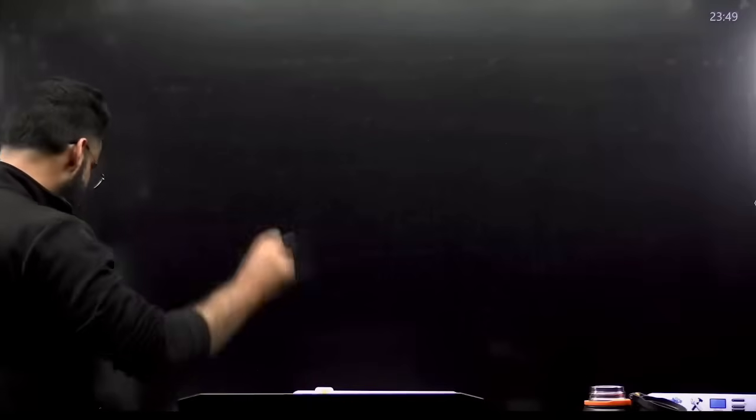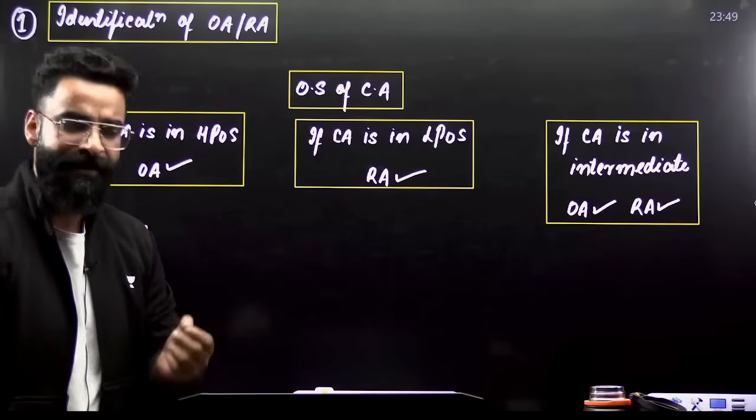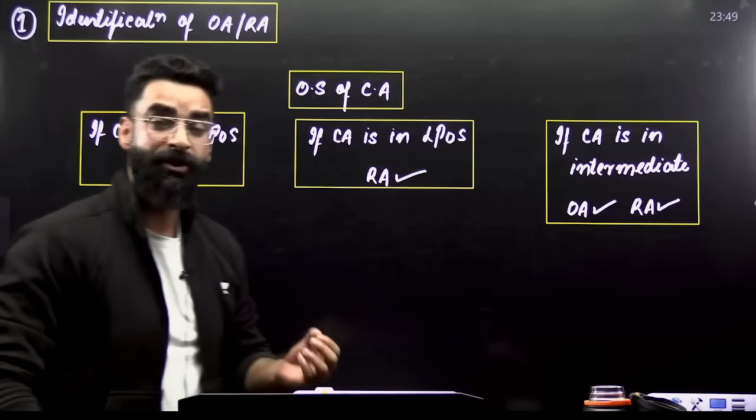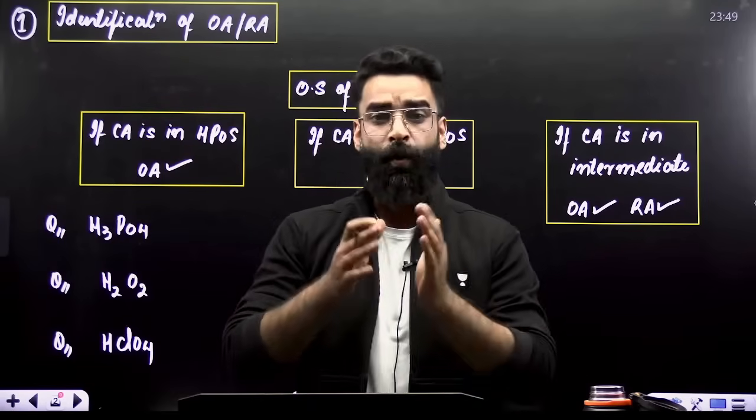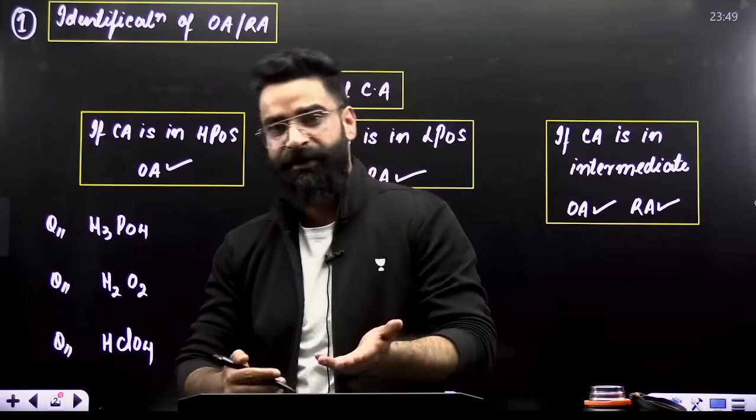Almost 5 to 10 questions in chemistry will be there of such pattern, which I'm going to show you in today's session. So first of all, identification of oxidizing and reducing agent. How do we get to know whether the substance is an oxidizing agent, whether it's going to behave like a reducing agent, or it can behave like an oxidizing agent as well as a reducing agent?